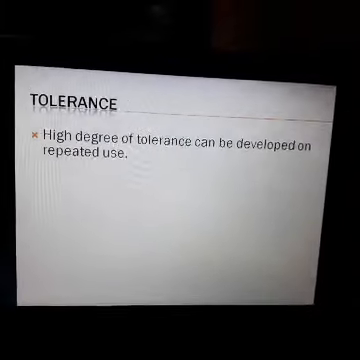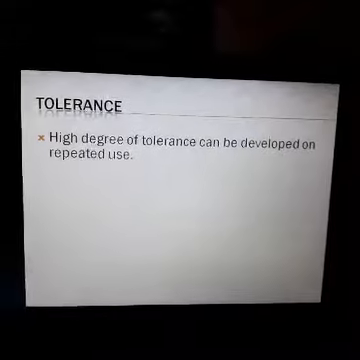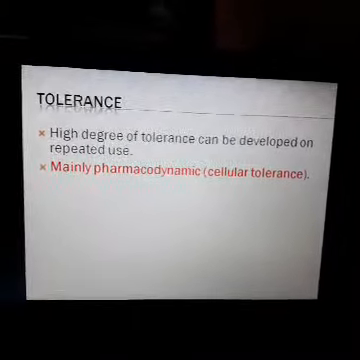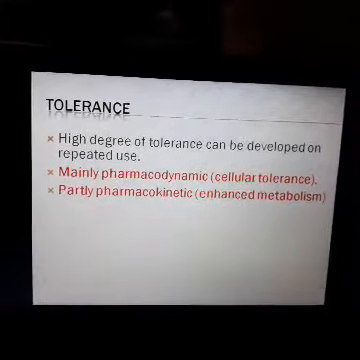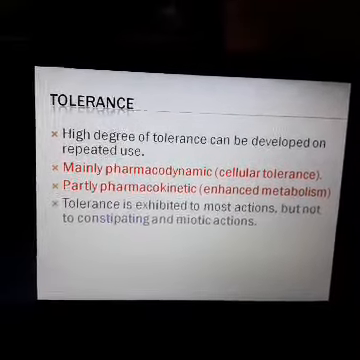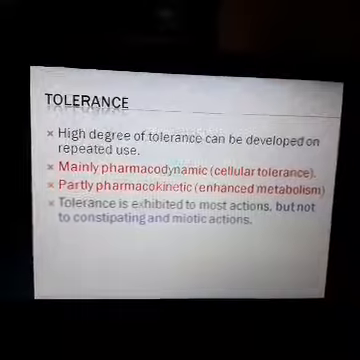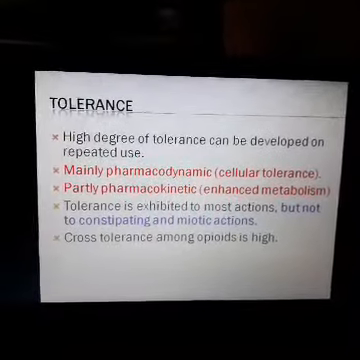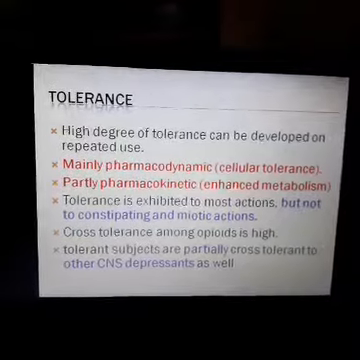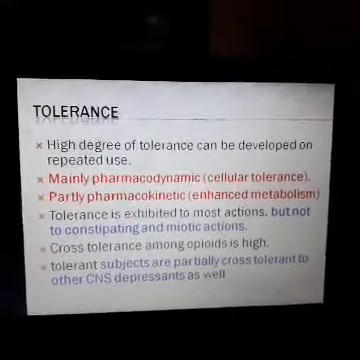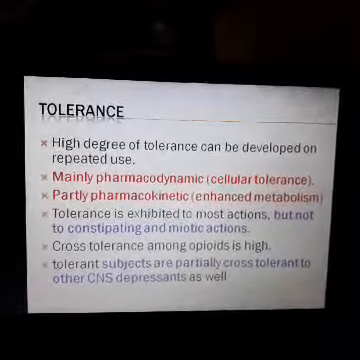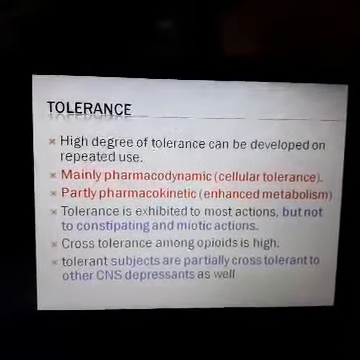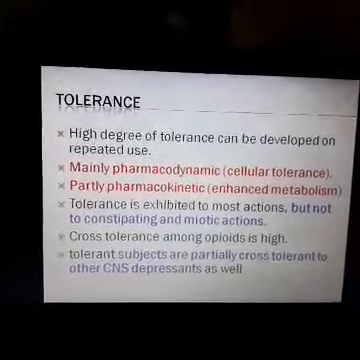Tolerance is exhibited by all effects, except miosis and constipation. This tolerance is mainly pharmacodynamic at the cellular level, or maybe partly pharmacokinetic, enhanced metabolism. It is exhibited to most actions but not to constipating and miotic actions. It also shows cross tolerance, that means tolerance to one agent like morphine means the patient will show tolerance to other opioids also, and tolerant subjects are partially cross tolerant to other CNS depressants as well.